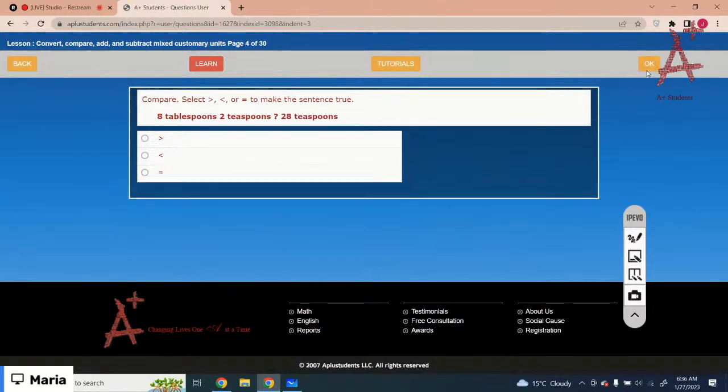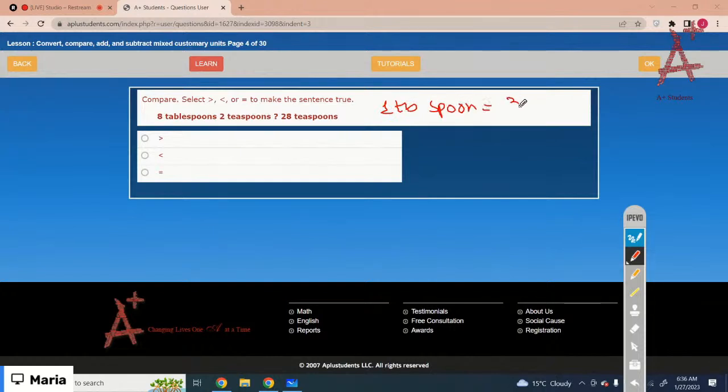Okay, the next one is 8 tablespoons 2 teaspoons and 28 teaspoons. So 1 tablespoon equals 3 teaspoons. Got it? Then 8 tablespoons equal 3 times 8, which is 24, and you already have 2, so 24 plus 2 is 26. So you have to compare 26 to 28. So 26 is less than 28. Got it? So the correct option is less than.